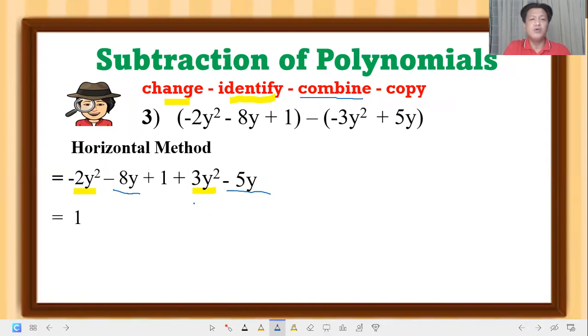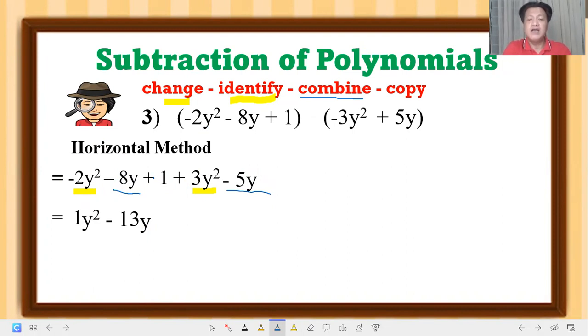So, negative 2 plus 3, that is 1. Okay, mas malaki kasi yung positive natin, no? Okay, different signs yan. And copy the same literal coefficient, which is y squared. And then, how about yung first degree naman? Negative 8 plus negative 5, that will become negative 13. And of course, just copy the literal coefficient, yung same nila, no? First degree y. And then, yung constant term natin dyan, wala naman tayong ibang constant term.